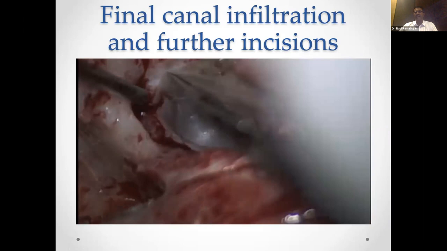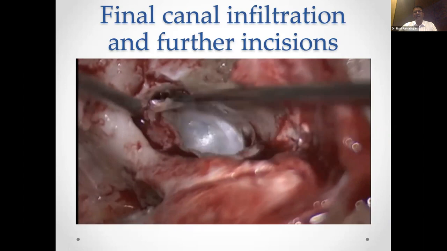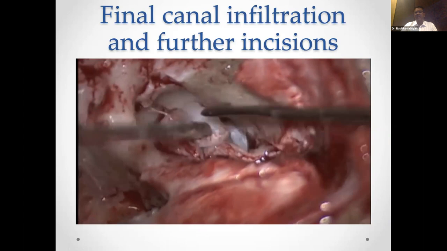You can see the incision. It doesn't need a further description. Again, always the incision is given with a 15 blade knife and then deepened and completed with your flag knife. The flap is elevated all the way down to the level of the annulus.